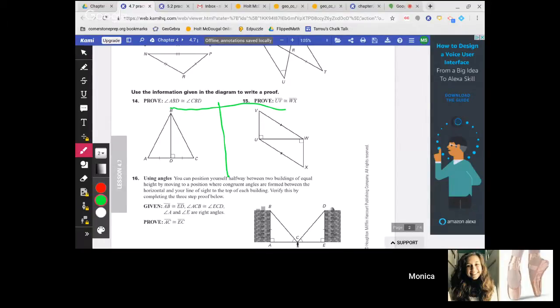We see that AD is congruent to DC. And then we see that angle BDC is a right angle. And now, when we're doing a proof, we're going to go back and look at the information that's given and see what else we can prove from that.